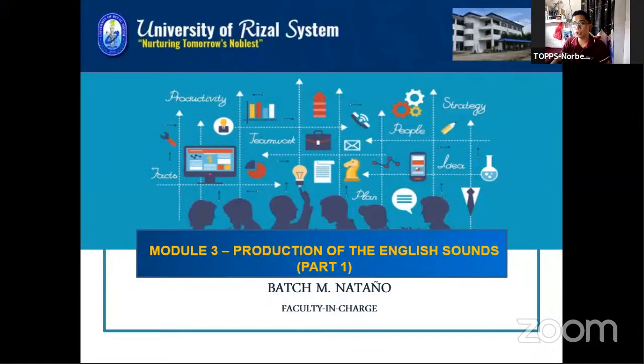So what I'll be tackling for this afternoon, just like what I mentioned to you a while ago, is the production of English sounds. But for this part, or for the first part, I will be focusing on the different consonant sound. Oh, sorry, vowel sounds muna tayo. The next meeting will be more of the consonant sounds.